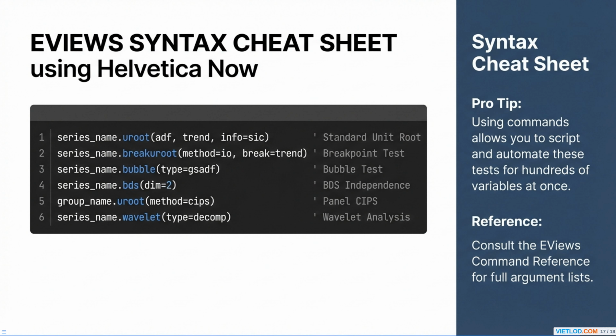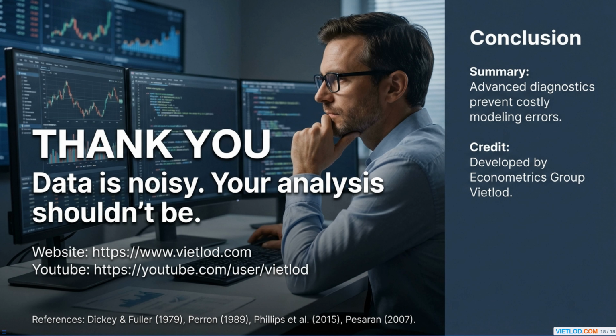To run a breakpoint unit root test with the IO method and a break in the trend, you would use seriesname.breakuroot method = IO, break = trend. The GSADF bubble test is simply seriesname.bubble type = GSADF. For a BDS test with an embedding dimension of 2, the command is seriesname.bds dim = 2.